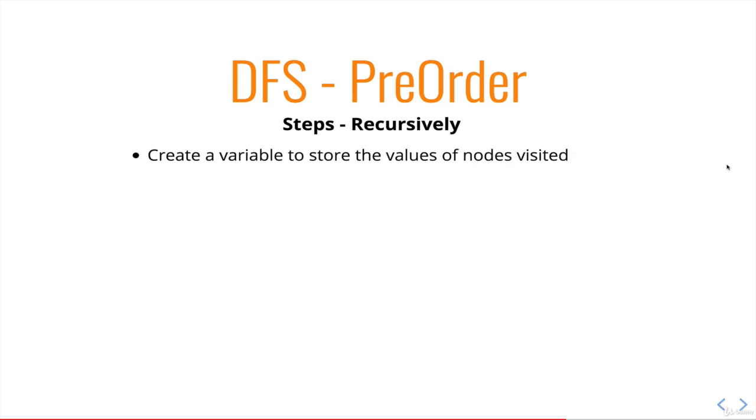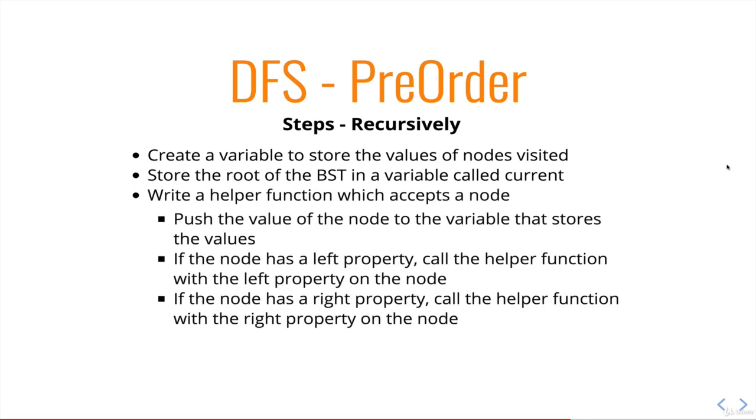Okay, so we're going to create a variable just like we did before to store the values that we visited. So at the end, we'll just return that, call it data or visited or whatever. Then we're going to create a variable called current and just store the root of the tree in there. So that's where we start off. Now the slightly tricky part, we're going to write a second helper function. So we're going to have our pre-order function that takes no arguments and our second function, which accepts a node as an argument. And all that it does is we push the value of the node to the variable that stores our values that we return at the end.